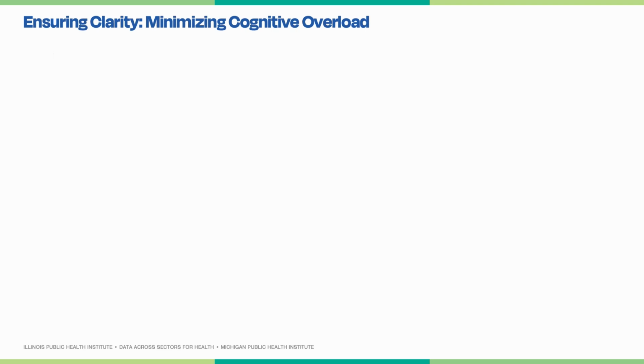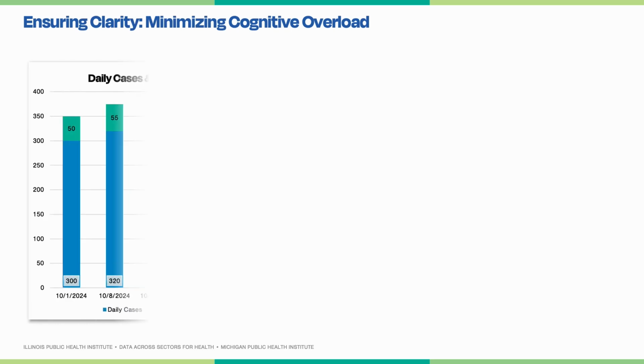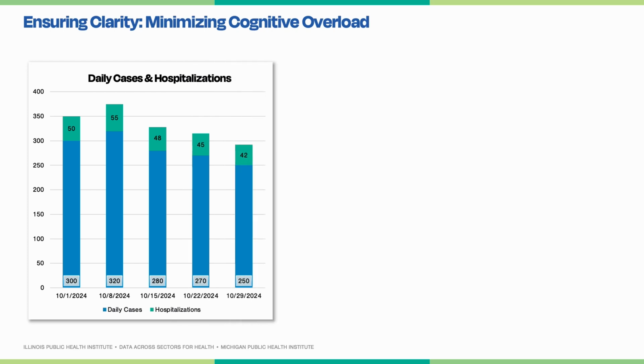Now let's look at how the same data can be presented more effectively. Instead of overwhelming the viewer with too many variables in a single chart, we've broken the information into two focused visualizations. The first chart highlights daily cases and hospitalizations, making it easy to compare trends over time and identify periods when hospitalizations increased or decreased in line with rising cases. With labels and distinct colors, the viewer can quickly grasp the relationship between these two metrics without distraction.